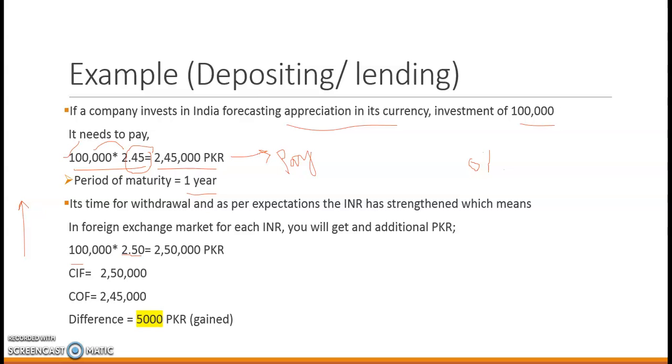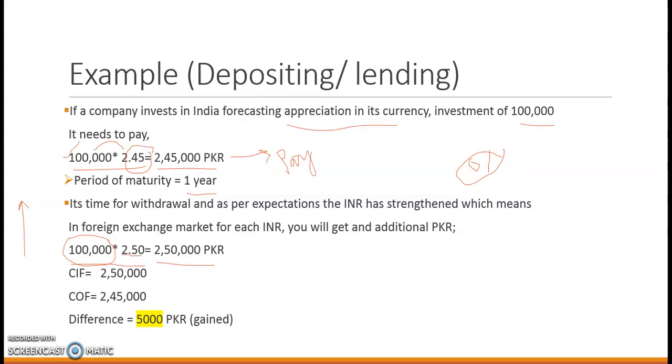So when we multiply the amount that we deposited with 2.50, the amount becomes 2,50,000 PKR. Now what does this mean? This means that when 1 year was completed, our principal amount was sent back to our bank plus some interest if there was any. But here we are considering, suppose it's 0% interest, so we are getting our principal amount back.